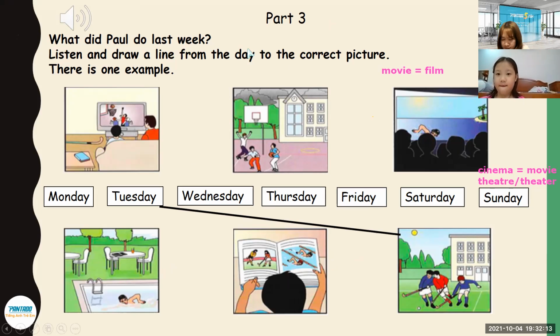Can you see the line from the word Tuesday? On Tuesday, Paul played hockey at school. Now you listen and draw lines.